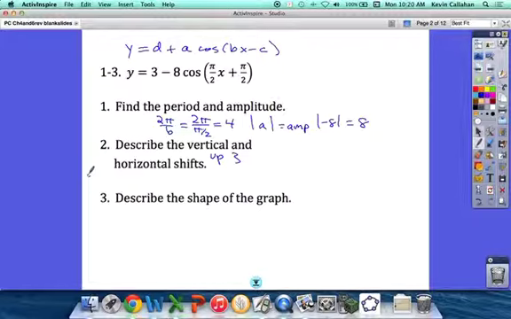The horizontal shift is C over B. In our case, the C is pi over 2 and the B is pi over 2, so the horizontal shift is 1. Is it left or right? Because it's a plus inside the function, that means left. Left 1.